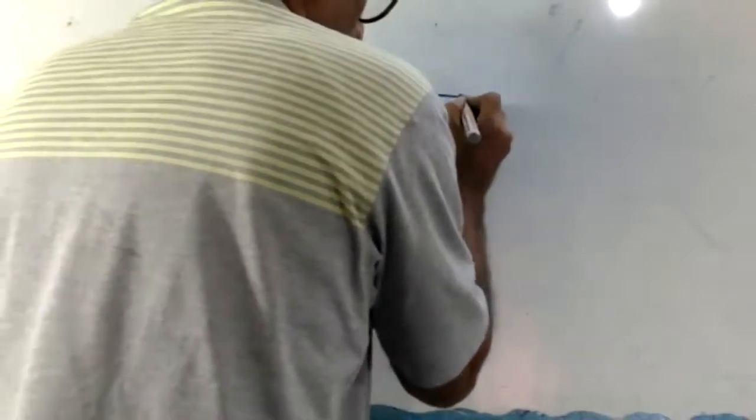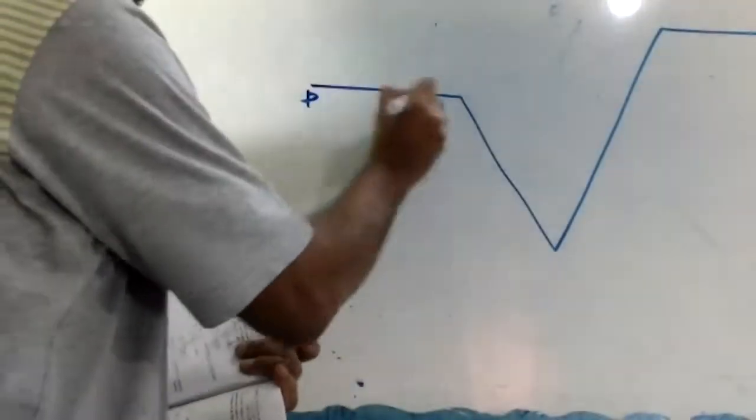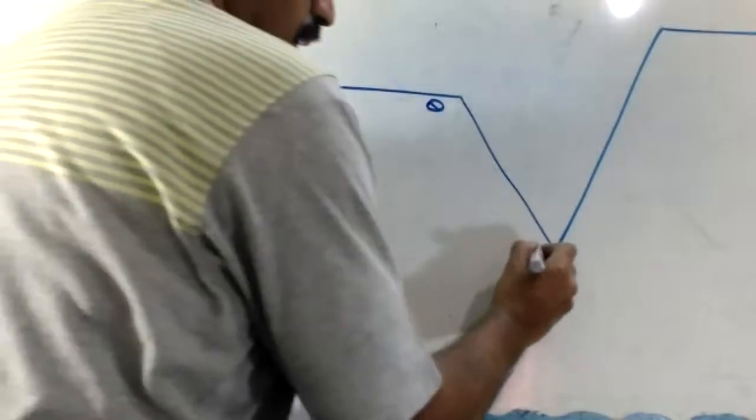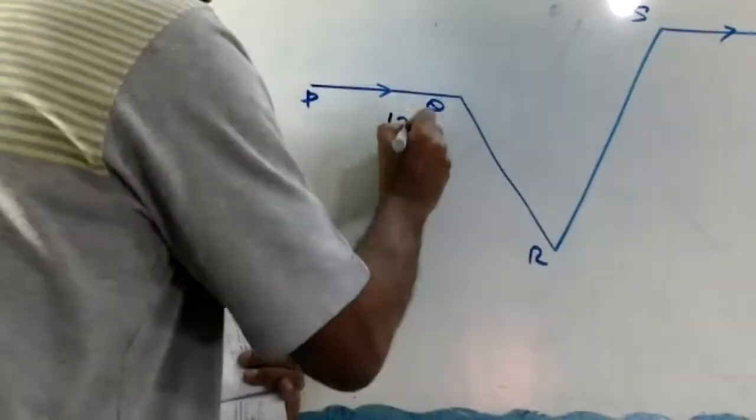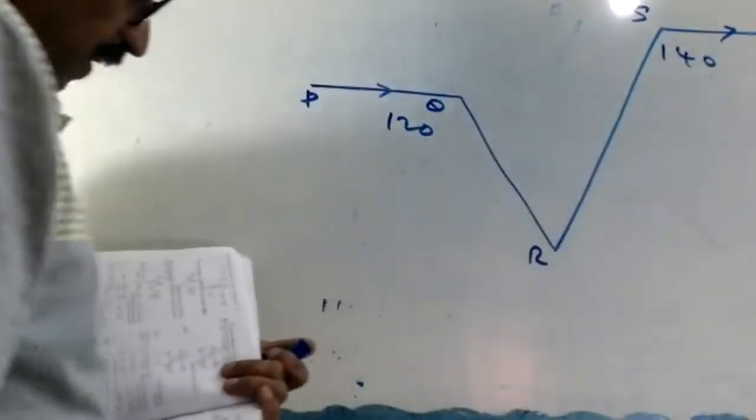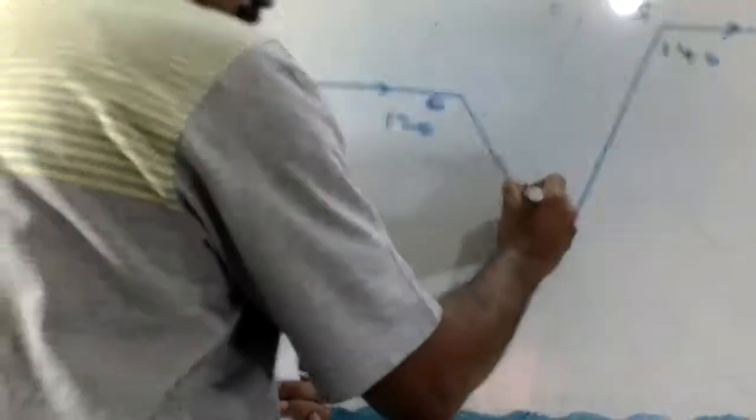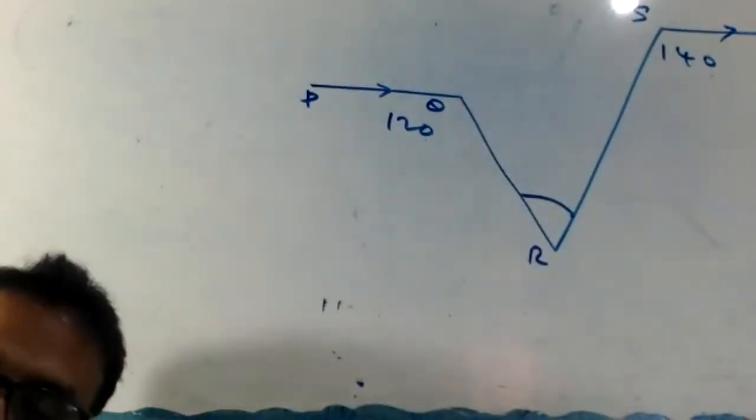In the figure, PQ is parallel to ST. Maybe we did this one. PQ, R, S, T. This is parallel here. This is 120. Here is 140. Find angle QRS. This is the angle we have to find out.